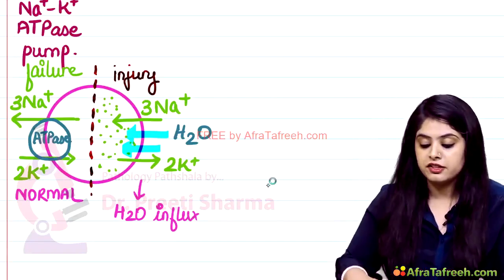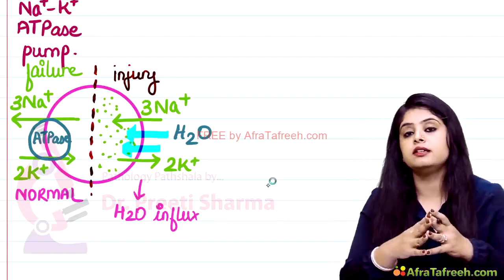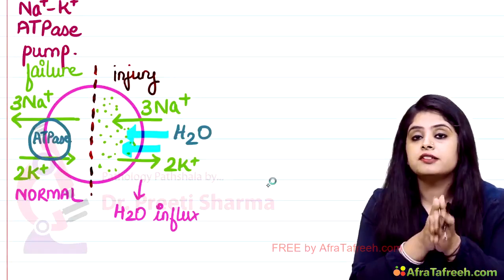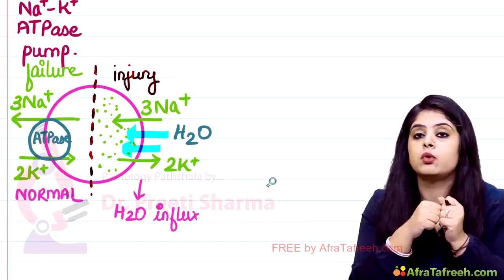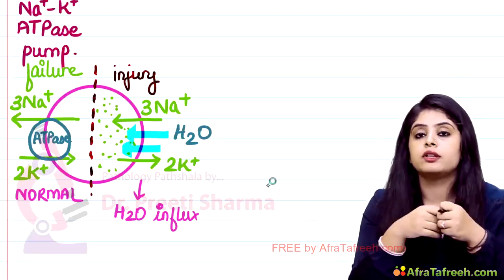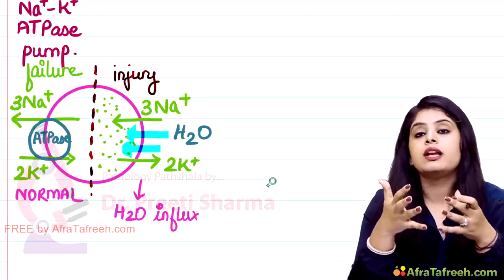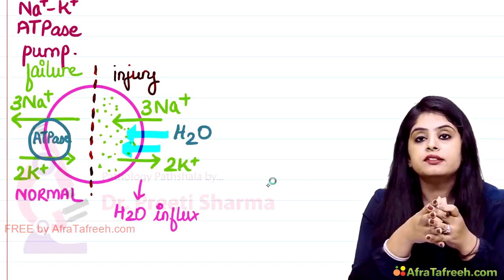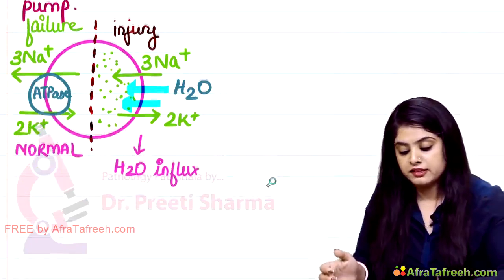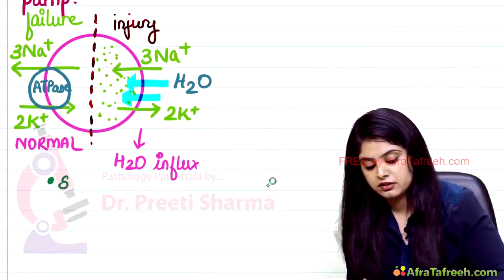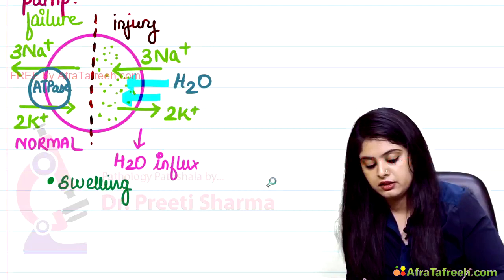Is this clear? So the first thing you need to know is that when there is a decrease in or a failure of the sodium-potassium ATPase pump, the first thing that happens is water enters. I call it water influx. And by common sense, you will answer this for me now. When water enters the cell, what will happen to the size of the cell? Will it increase or will it decrease? You're right. Common sense says that whenever there is water influx, there is going to be cellular swelling.